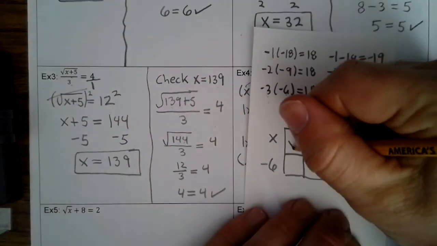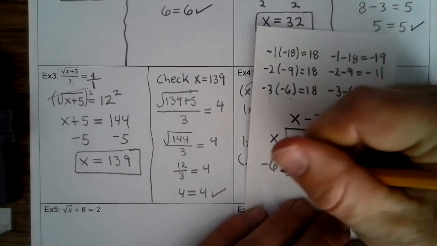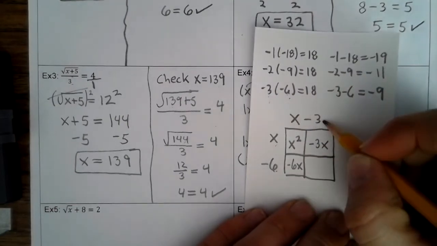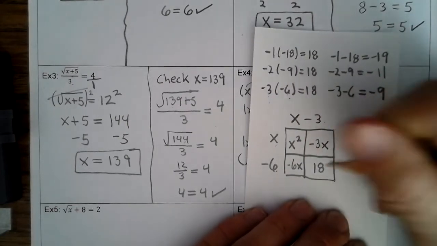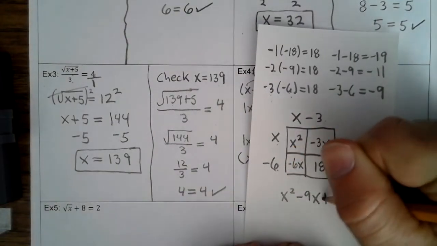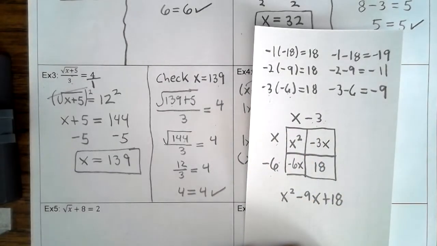So x times x is x squared. x times negative 3 is negative 3x. Negative 6 times x is negative 6x. Negative 6 times negative 3 is a positive 18. So you get x squared minus 9x plus 18. So that verifies that these are the correct factors. Okay?